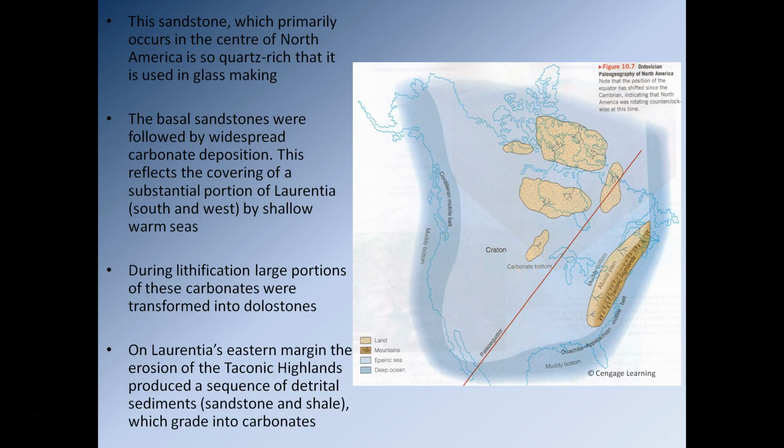So the basal sandstones were followed by widespread carbonate deposition, and this reflects the covering of a substantial portion of Laurentia by shallow warm seas. So, right, what's happening in the case of the Tippecanoe sequence? Well, the Tippecanoe sequence differs slightly from the Sauk. Why? Well, it differs because an even larger portion of Laurentia finds itself underwater.